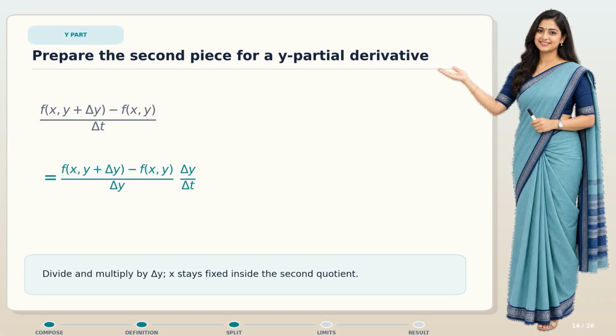Do the same thing with the second piece. Divide and multiply by delta y. The first factor is now a difference quotient with respect to y. Here x is exactly the same in both function values, so x is fixed while y changes. The remaining factor is delta y divided by delta t.